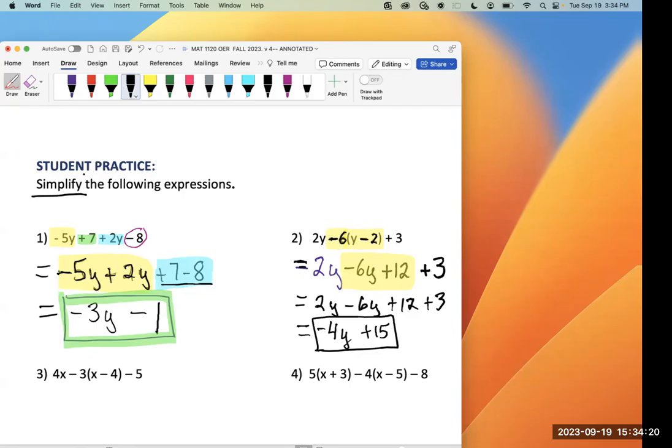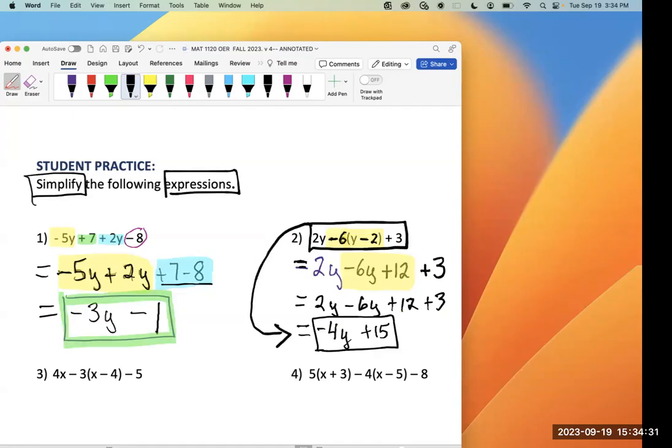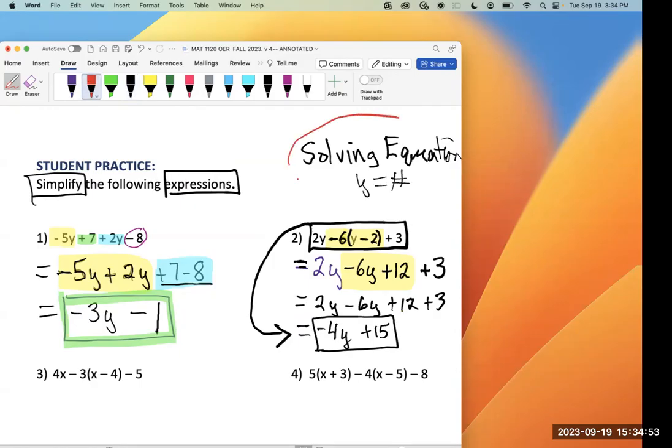I am simplifying an expression. I am rearranging the rigmarole they gave me and rewriting it in an equivalent way that looks simpler, meaning it has less ink and looks more friendly. I am not solving the equation. When you solve the equation, you end up with y equals some number. That is not what's going on in this work. We are not solving, we are simplifying.